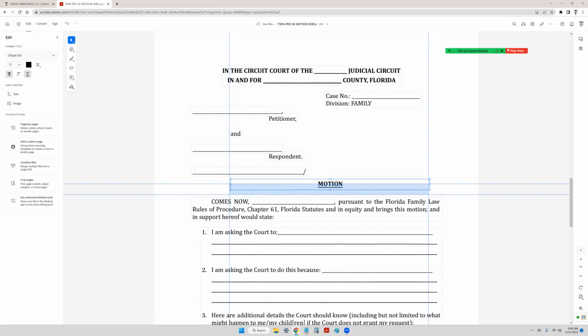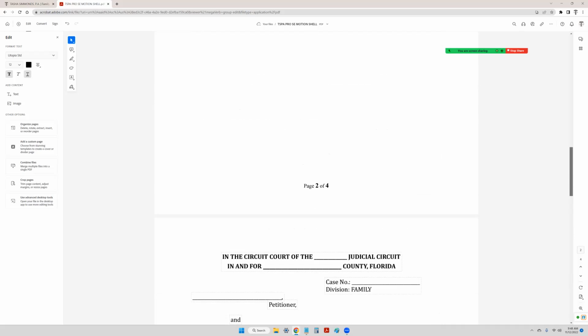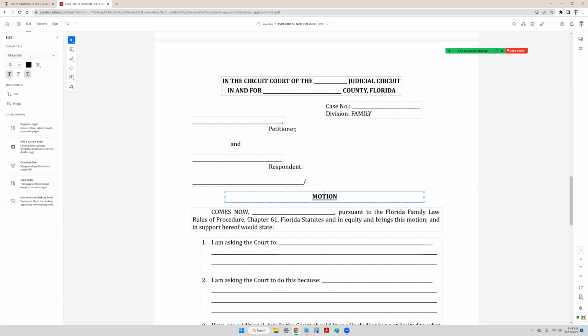Many people, maybe even some of you watching, have written letters to the court. The reason why the court may take action on that sometimes is because they deem it as a motion. Okay. And so this is what you're going to do. All right.